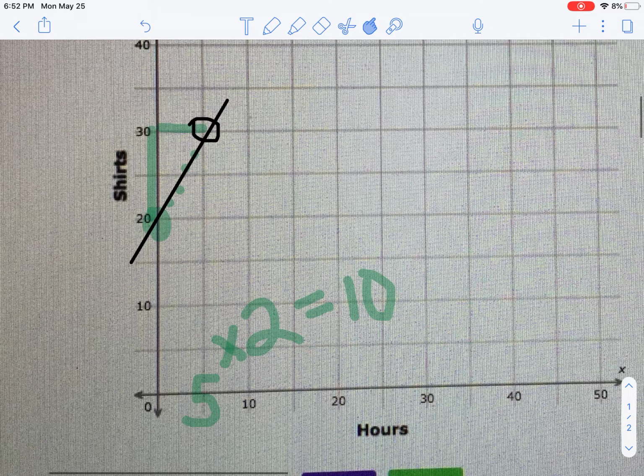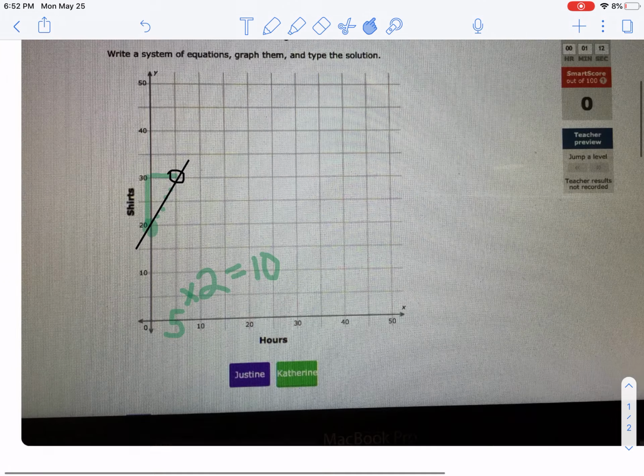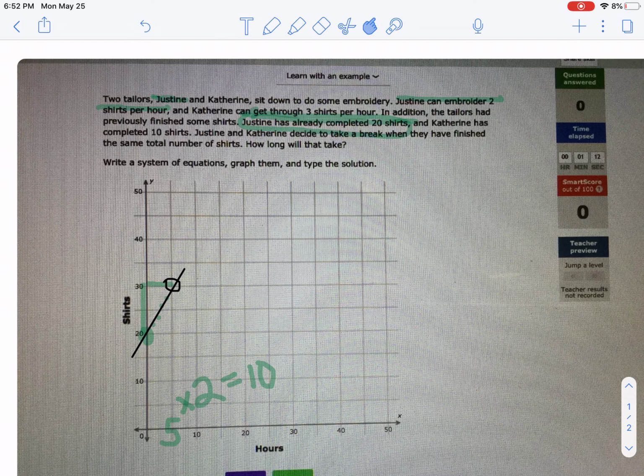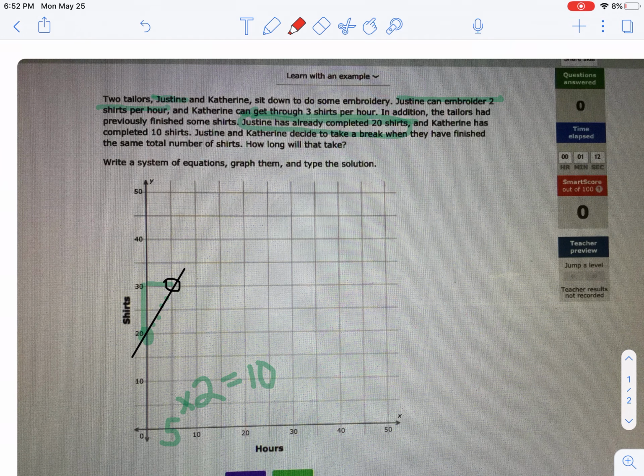Okay, let's try the same thing but with the other character in our story. The other character in our story is Catherine. So let's take a look at Catherine. And it says Catherine can get through 3 shirts an hour, and Catherine has completed 10 shirts. So we know Catherine has started with 10 shirts, okay? And it says she can do 3 per hour.